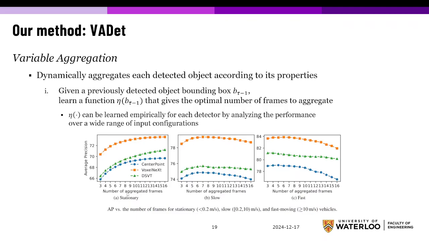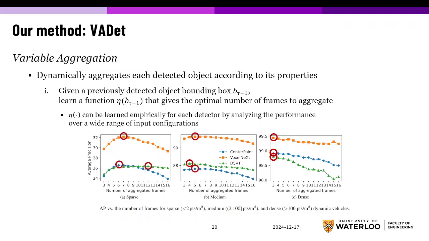An example of this is, let's say we want to analyze the performance for stationary, slow versus fast objects. We will feed a range of 3 to 16 frame input to the model, and then we can determine what's the best aggregation strategy for a particular type of objects. In this case, the number of frames in the red circle will correspond to the optimal aggregation strategy for a particular type of objects given a particular architecture.